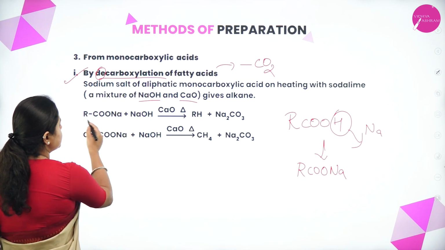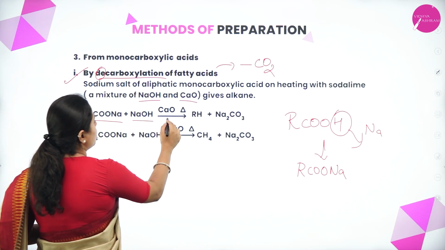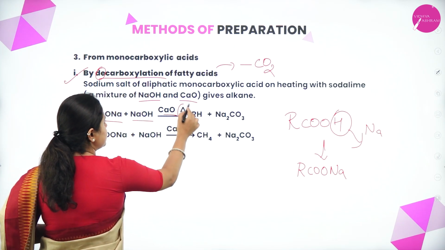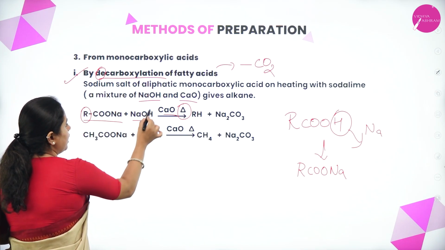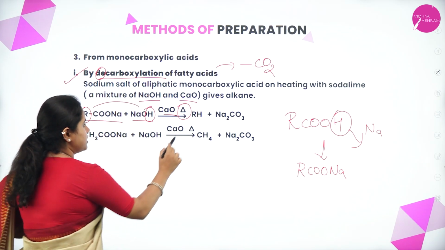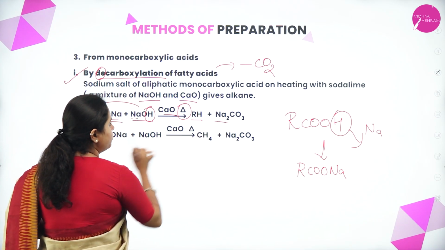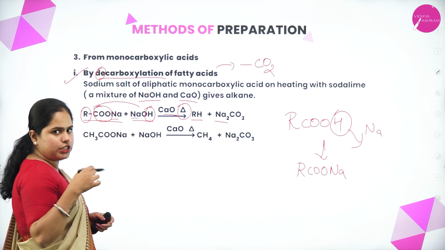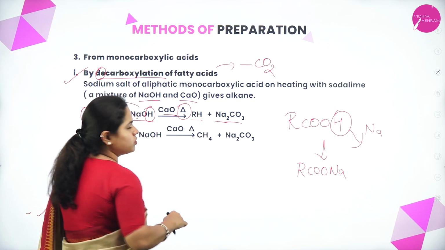So let's see, RCOONa. This is a sodium salt of carboxylic acid, which reacts with sodium hydroxide and calcium oxide, and this symbol stands for heating, right? What happens here is this R and this H in sodium hydroxide will combine and form your alkane, that is RH. And what is left here? One Na here, two Na here, Na2, then COO here, which is removed, and that will combine with one more oxygen present here, and you will get Na2CO3.